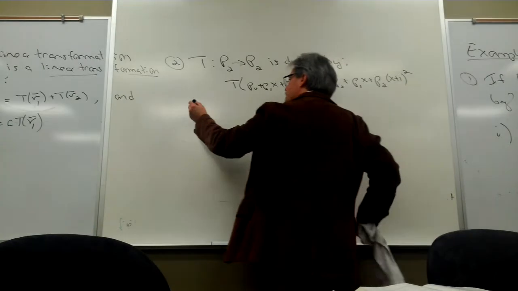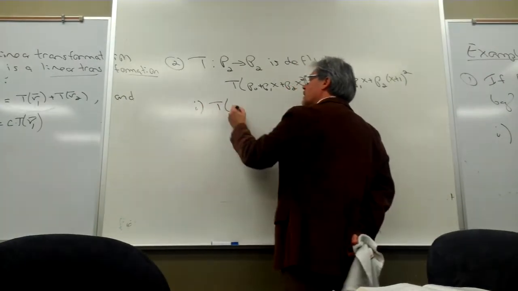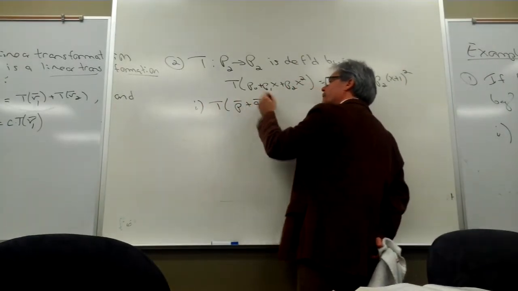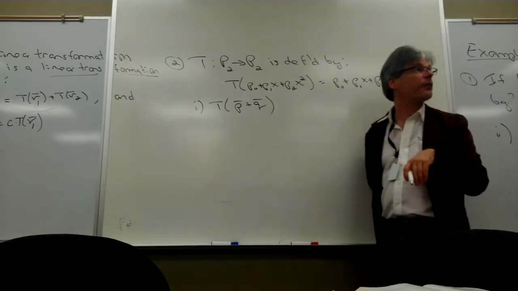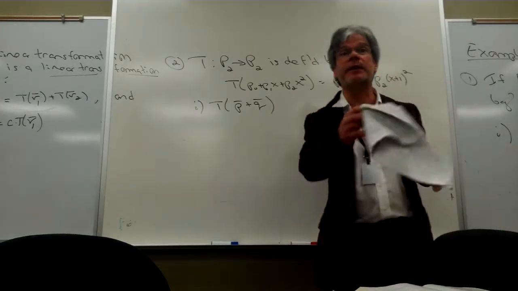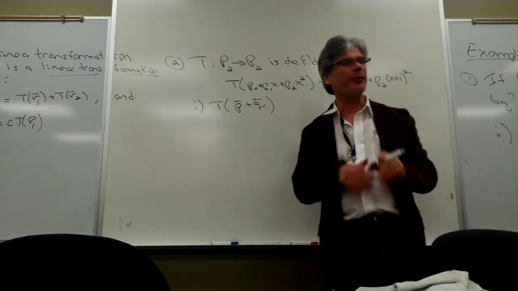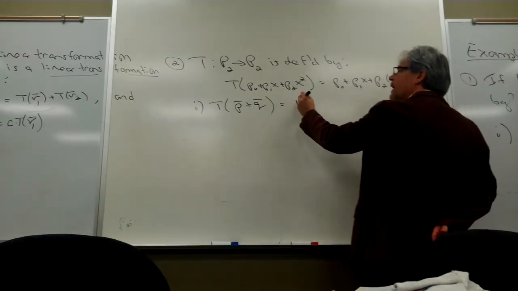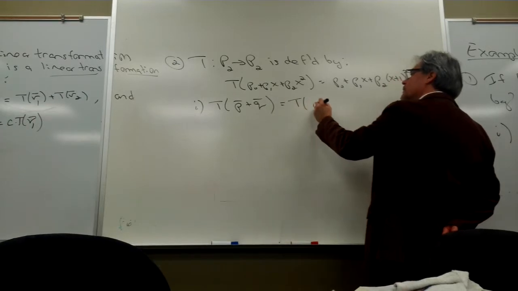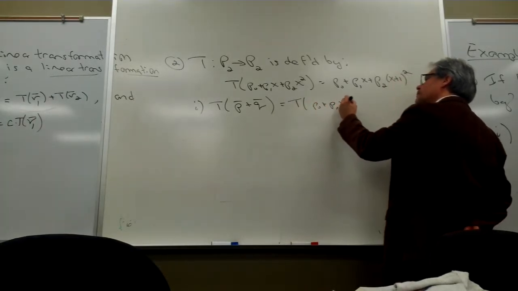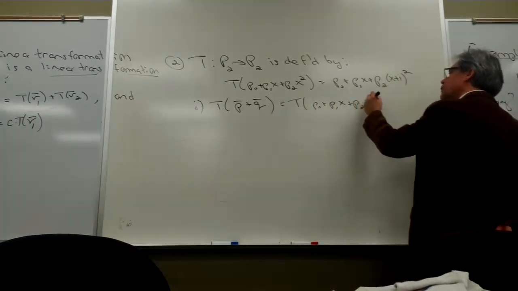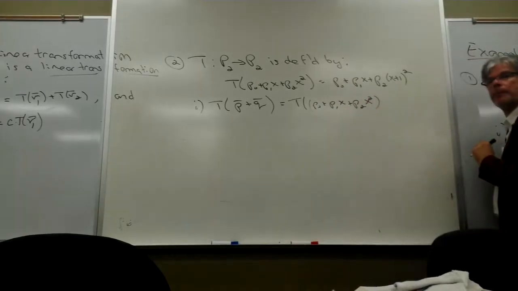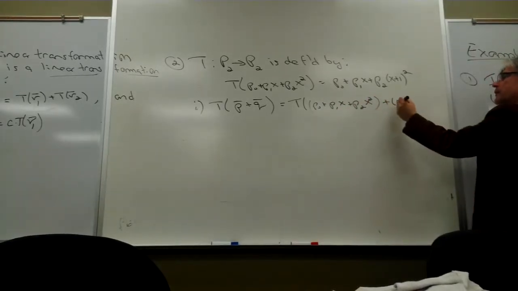Well, if I took a peek, I had something like T evaluated at, how about p bar plus q bar? Okay. Let's see if the first linearity property holds. I think this is going to be nothing more than T evaluated on p sub naught plus p sub 1 x plus p sub 2 x squared. That's another name for p bar. Plus, I'll make up another name for q bar.